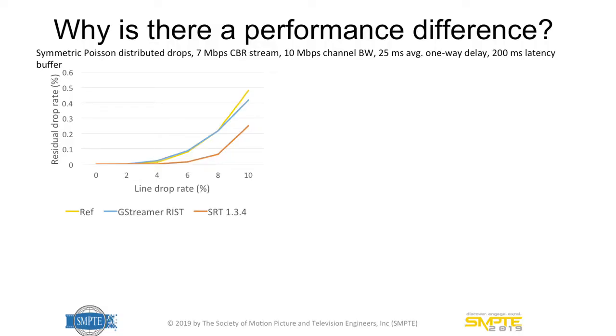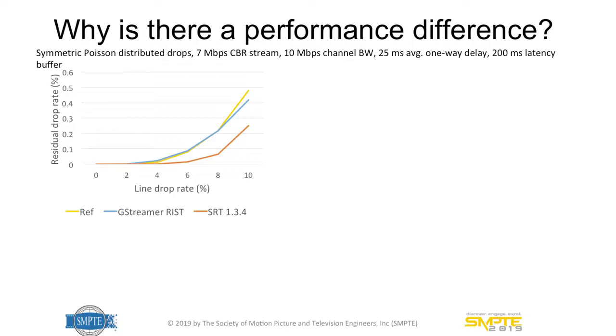So we also wanted to dig down into why we even see a performance difference. This is the case from the last slide where the symmetric drops, 7 megabits content in a 10 megabits stream, and SRT was doing better than the other two, right? Well, why is this? So we used Wireshark, which is a network analysis and capture tool, to look at the patterns of retransmission requests and retransmissions.